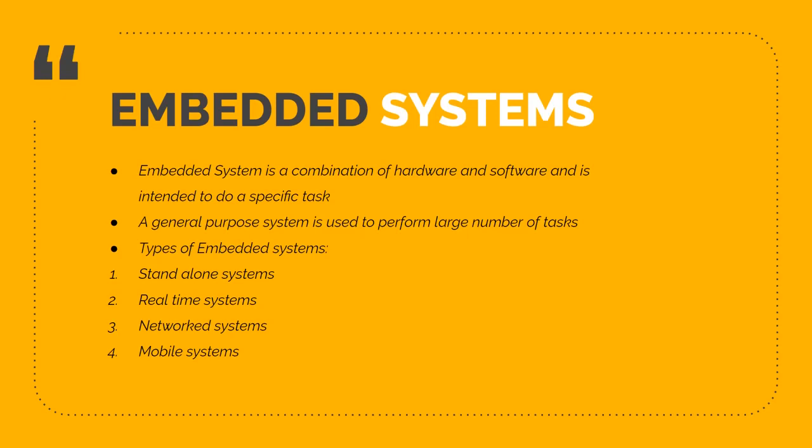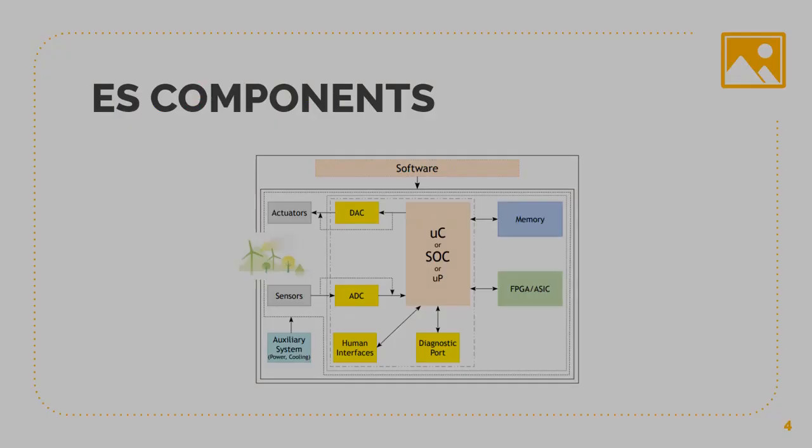Now, coming to real-time systems: these are basically time-bound systems, and whatever action takes place in these systems will take place in a specified time. Failures in these systems are not acceptable, for example, an airbag system. Next come the network systems. These systems are connected to a large network, for example, a home security network. Mobile systems are basically movable, for example, robots.